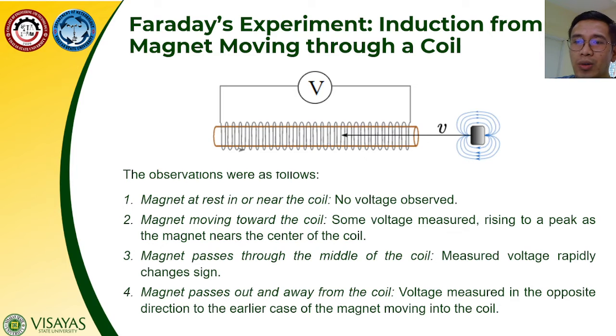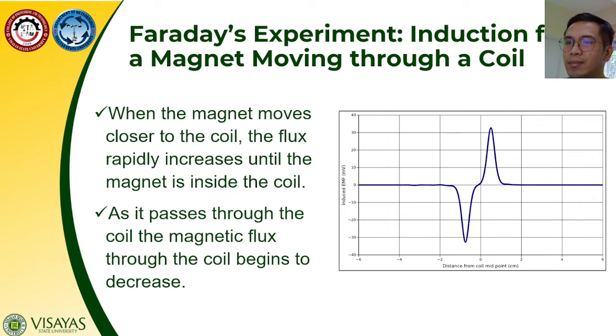The keyword is padung dito sa center, because when the magnet passes through the center of the coil, the measured voltage rapidly changes its sign. So mabago ang iyang sign rapidly. And when the magnet passes out and away from the coil, the voltage is measured in the opposite direction to the earlier case of the magnet moving into the coil. So if we will plot the induced EMF versus the distance of the magnet sa coil, mao ni siya ang ma-plot natong graph.